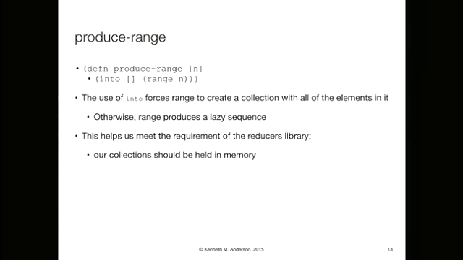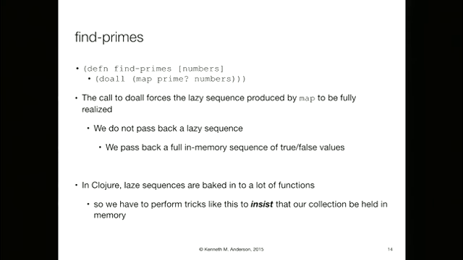So here's how we're going to create the collection. We pass in a number n. That goes into range, which does 0 to n. But then we call into, which forces it to realize the sequence. Because range creates a lazy sequence, but by calling into, we're saying put all of the elements in that sequence into this vector here. So when we come out of this, we actually have a sequence of numbers that are in memory.